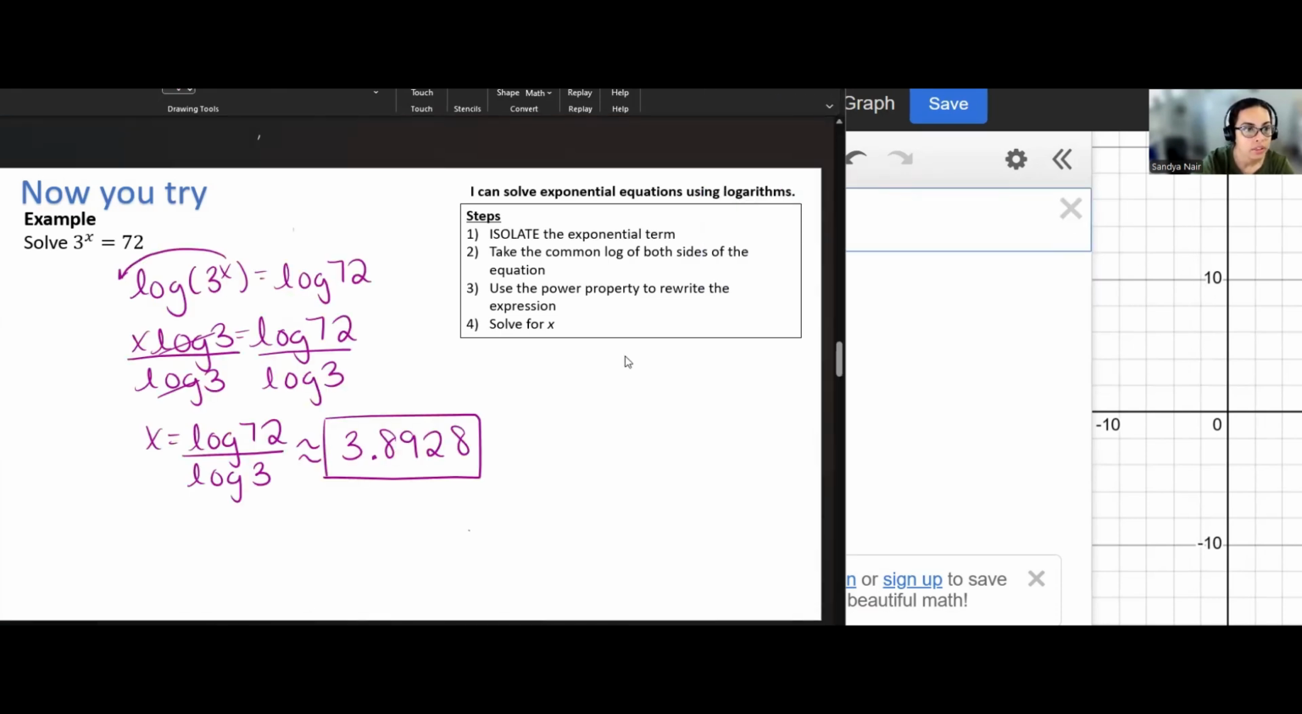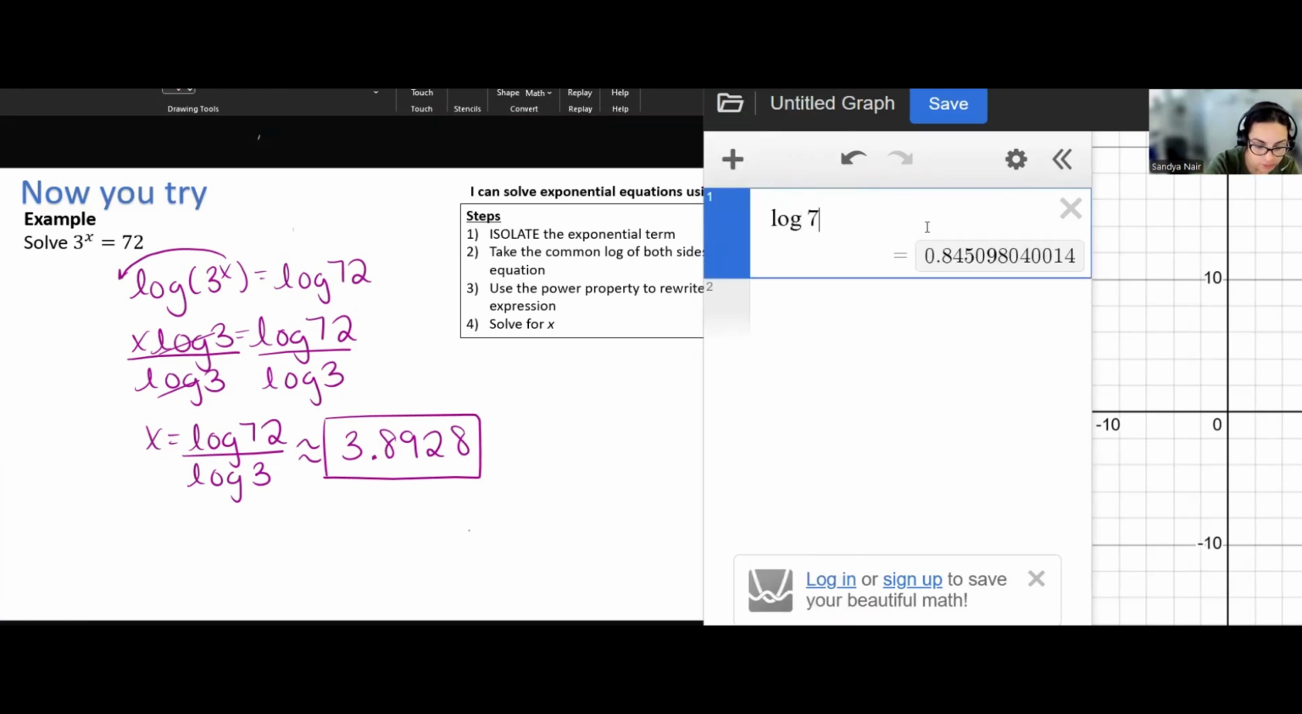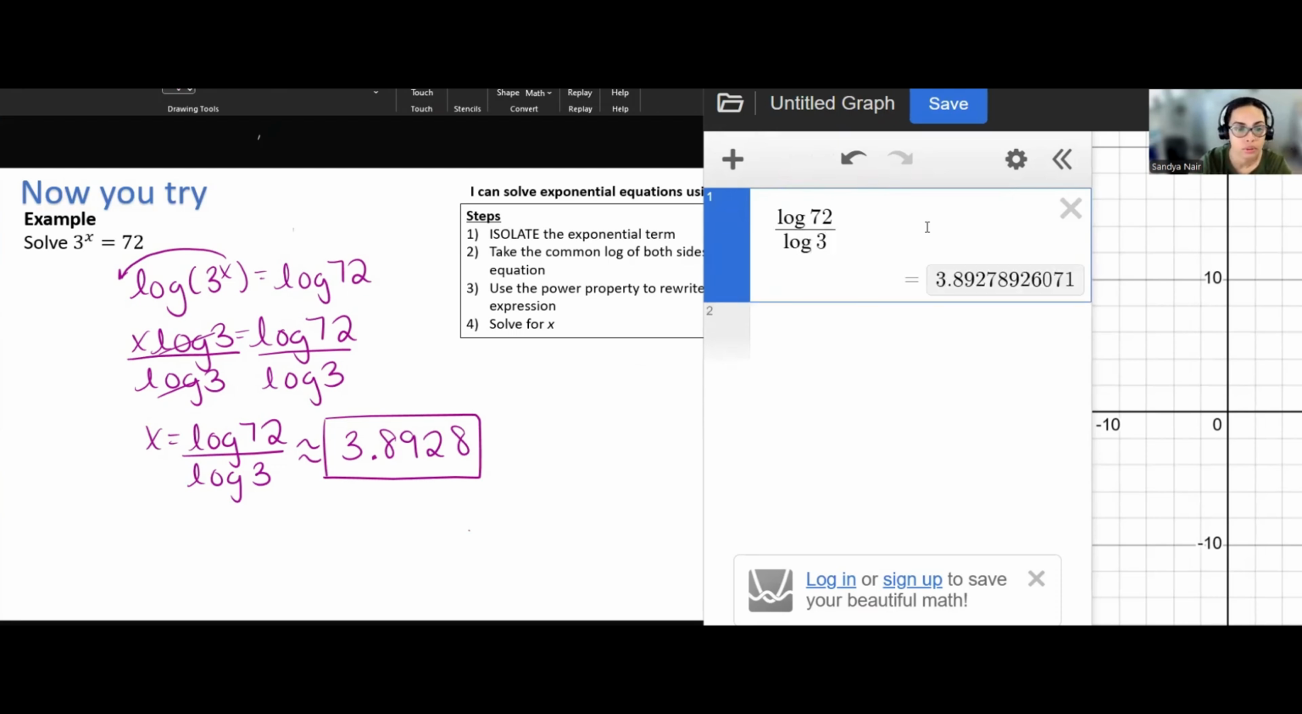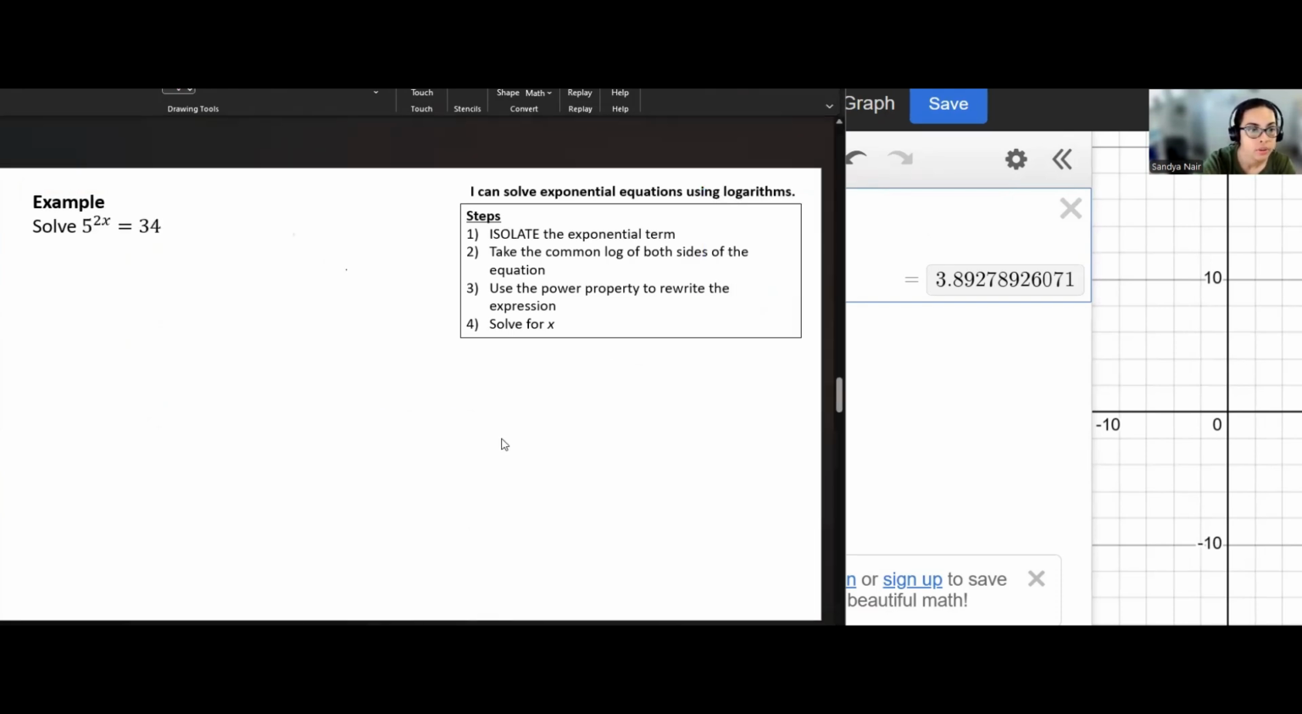Here we have 3 to the x equals 72. The exponential term is isolated, so I take the log of both sides. Then I rewrite it using the power property, which gives me x log 3 equals log 72. I divide both sides by the log of 3, which tells me that x is the log of 72 over the log of 3. If I type this into Desmos, log 72 over log 3 is approximately equal to 3.8928.